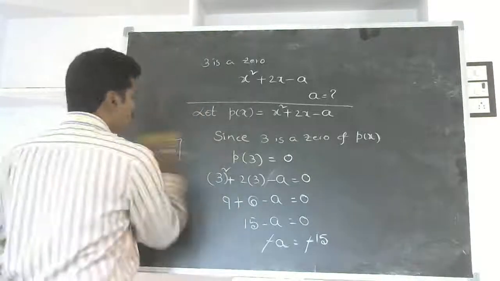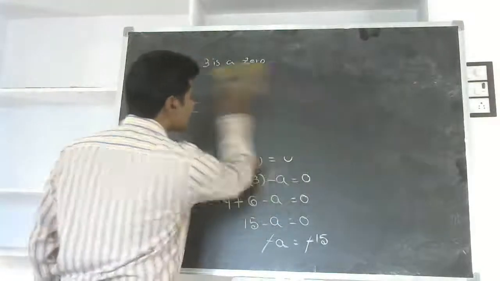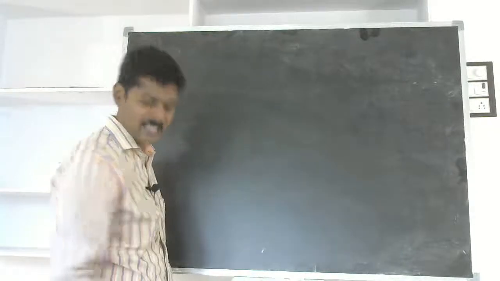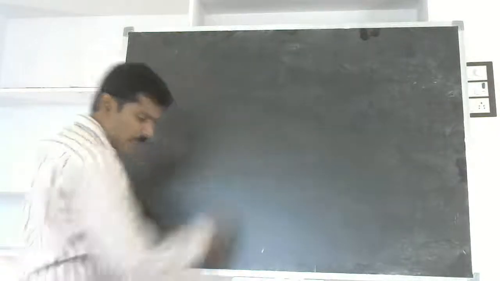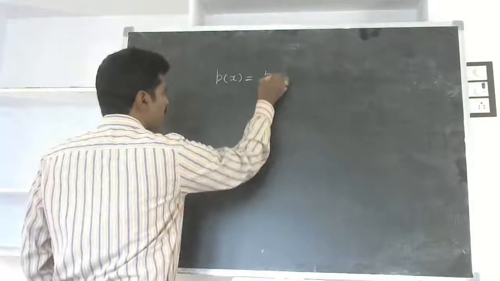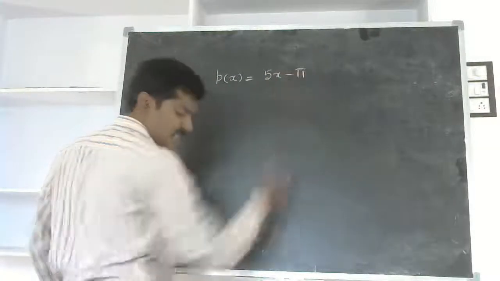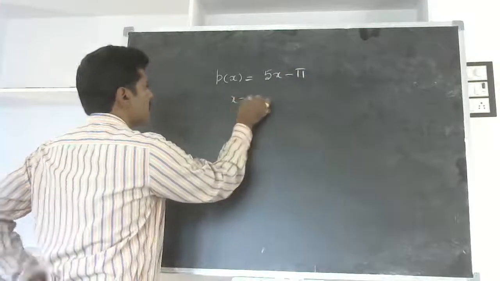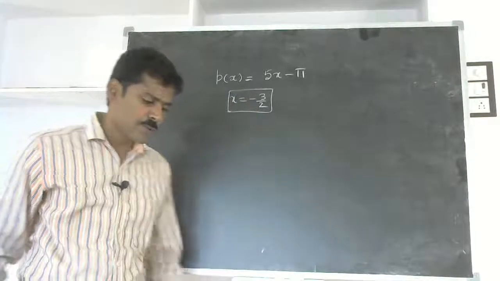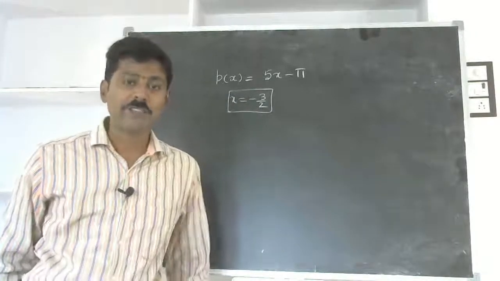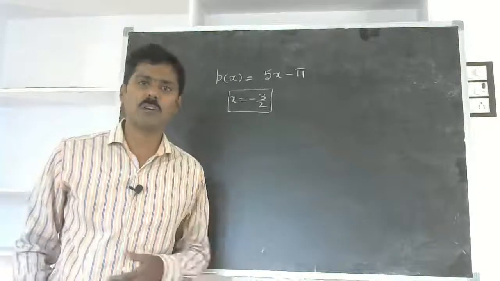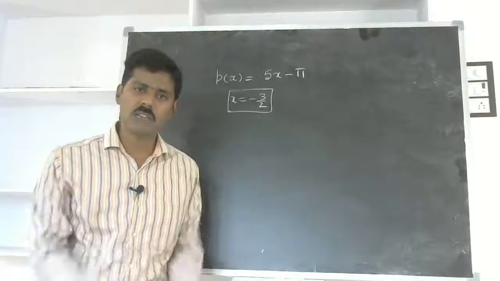The second problem I am explaining so that you can finish the remaining. You can try the remaining. If you have any doubts, I can explain in your next class. That is, p of x is equal to 5x minus pi, and they are asking about x equal to minus 3/2. And here you have to remember one thing: in the place of pi you should not take 22/7 if they don't mention it. If they mention it, you can take pi equals 22/7.